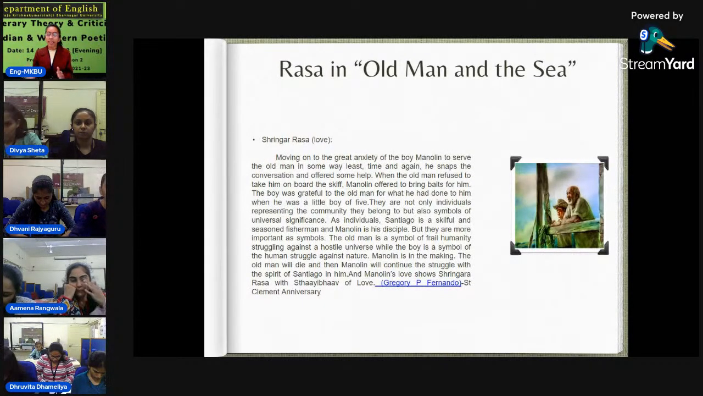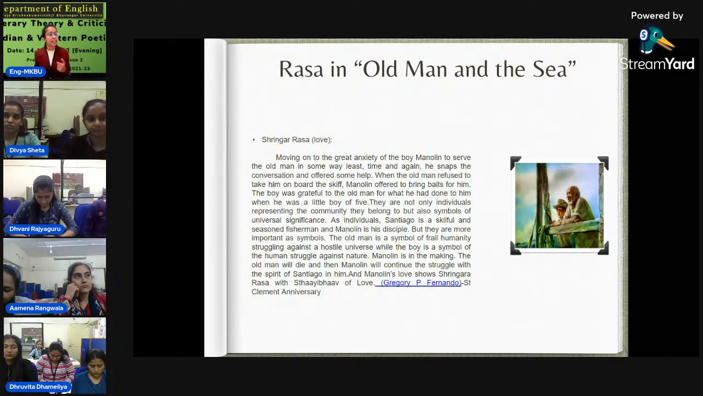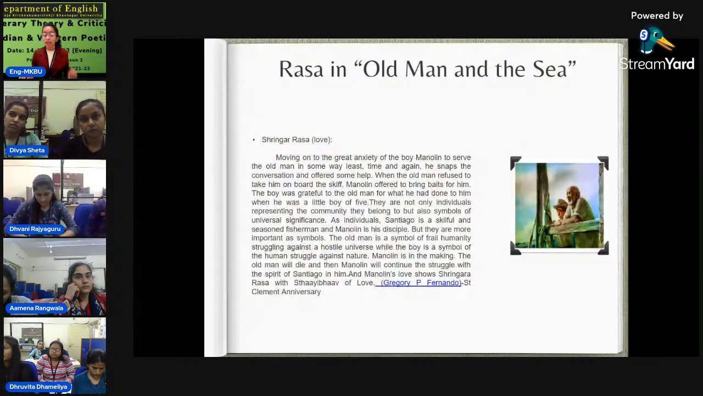The Shringar Ras has the bhav of love. So how is love expressed in this novel? Santiago and Manolin. Manolin is always trusting in Santiago. He was with him, but his parents didn't like that Manolin was with Santiago. So after 40 days his parents take him back home, but still he always used to go to Santiago. He feeds him, he knows whether he is hungry or not, he cherishes him, he listens to him. This way, the love between Santiago and Manolin, the bhav is love, and the ras is Shringar Ras in that novel.